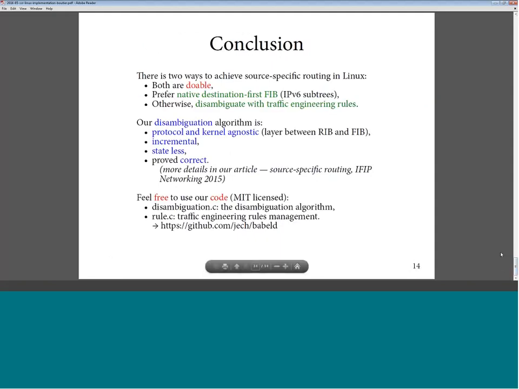So to conclude, there are two ways of implementing source-specific routing in Linux, and we did both. Either using native source-specific FIBs, which is better if you can, or otherwise you can use traffic engineering rules, with some work to disambiguate the forwarding plane. So we propose for that an incremental and stateless algorithm. And finally, perhaps the interesting point, our code is freely available. It's MIT licensed code, and thanks for your attention.